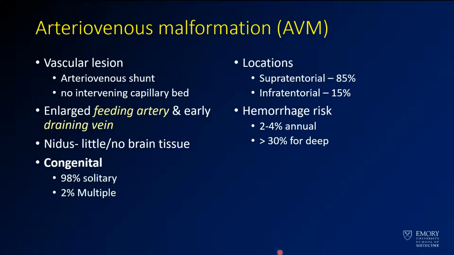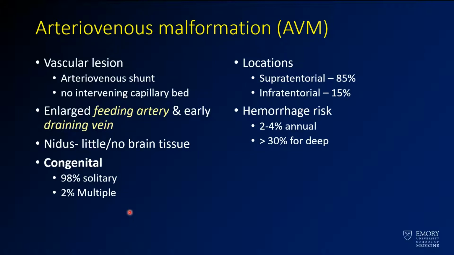So this is a case of an arteriovenous malformation. This is a vascular lesion where you have a shunt. You have no intervening capillary bed, so you have a direct shunt between arteries and veins. Typically, your feeding arteries and draining veins are going to be enlarged. There's little or no brain tissue in that nidus that you're seeing. So the nidus is the tangle of vessels itself.